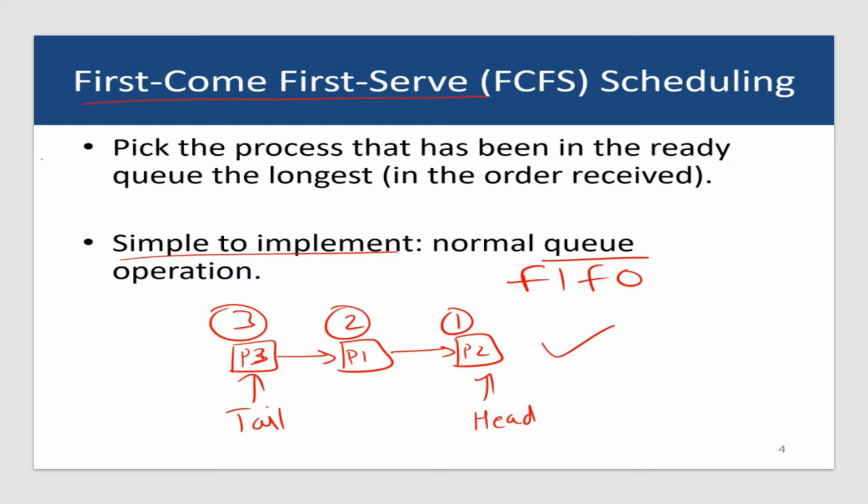So the way this will work is, let's say a new process P4 now enters the system. The PCB, or the process control block, of this new process would be linked to the tail of this queue. And when the CPU is free, it would be allocated to the process that is at the head of this first come first served queue.